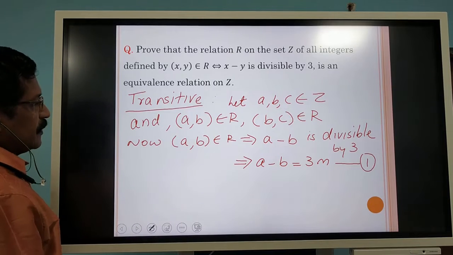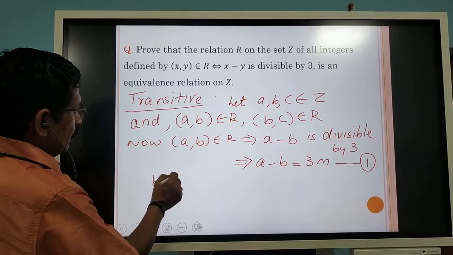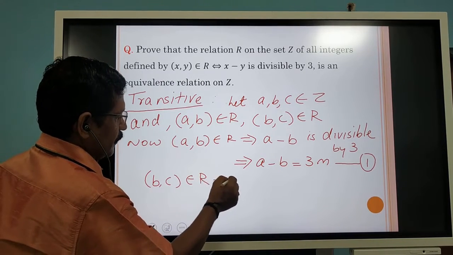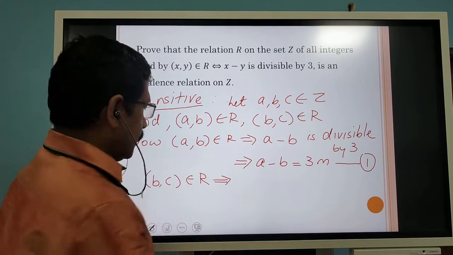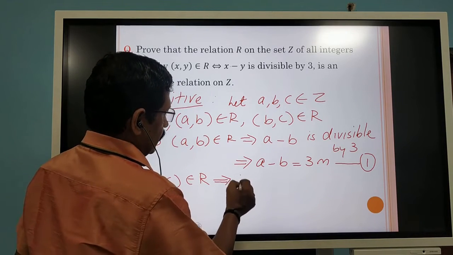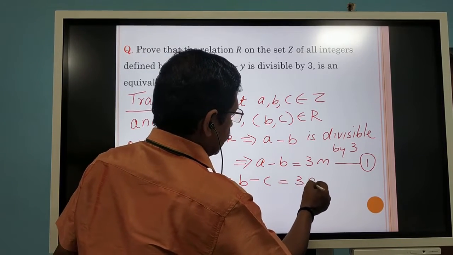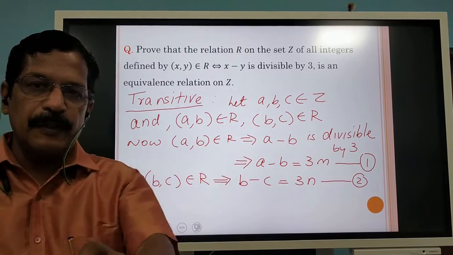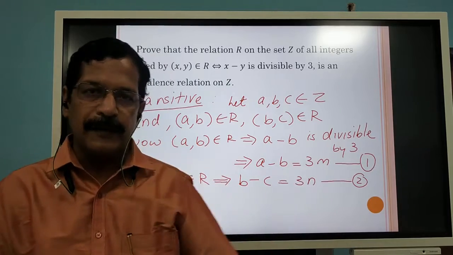Now, the next case is b is related to c. Ordered pair (b, c) element of R implies b is related to c implies b minus c is divisible by 3. Automatically b minus c will be a multiple of 3. So directly I am writing b minus c is equal to some multiple of 3, because b minus c is divisible by 3 means it is a multiple of 3. So it is equal to 3n for some other integer n.